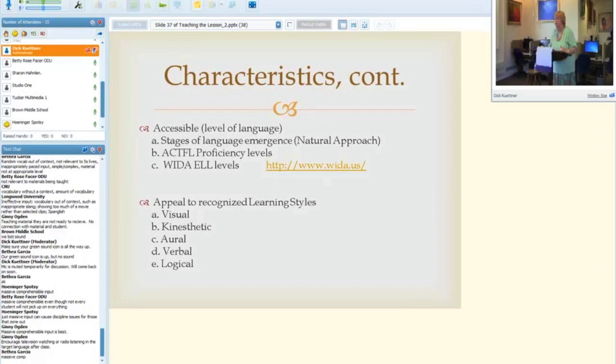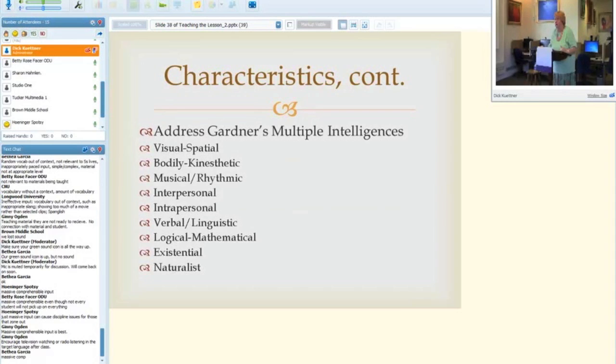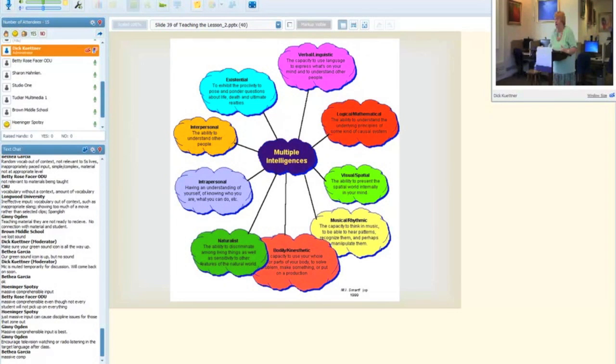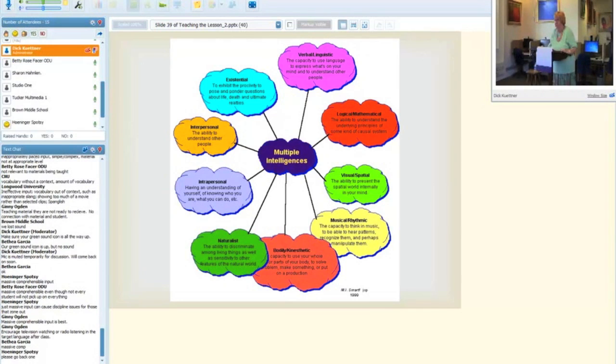You need to assess the learning styles, just a review of the learning styles. You need to assess Gardner's multiple intelligences in your input, just a different representation of these. And interesting, Gardner's multiple intelligences keep increasing. I think there are 9 of them now. Originally there were 6 or 7, so we're becoming smarter.